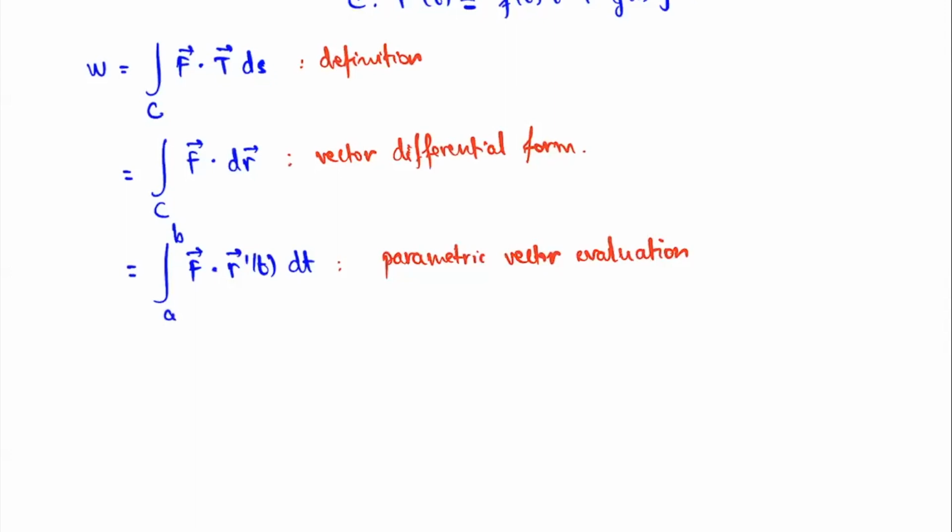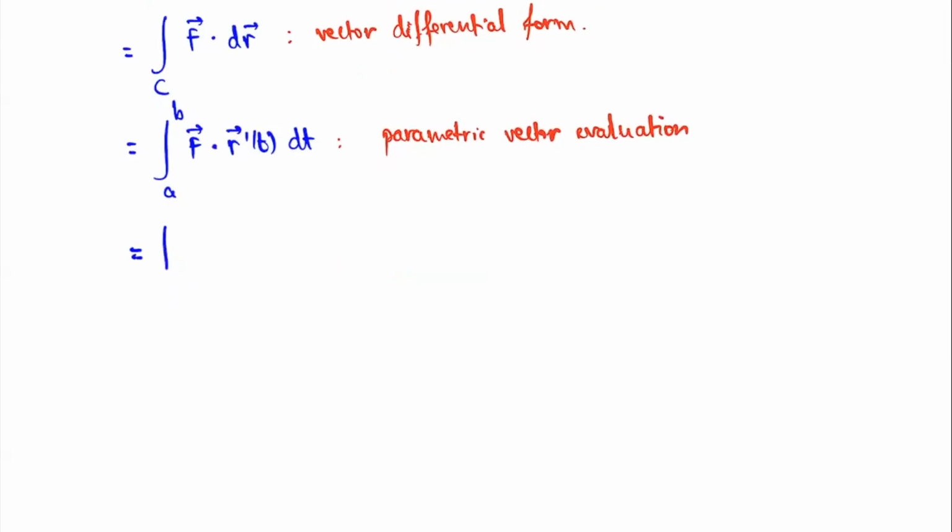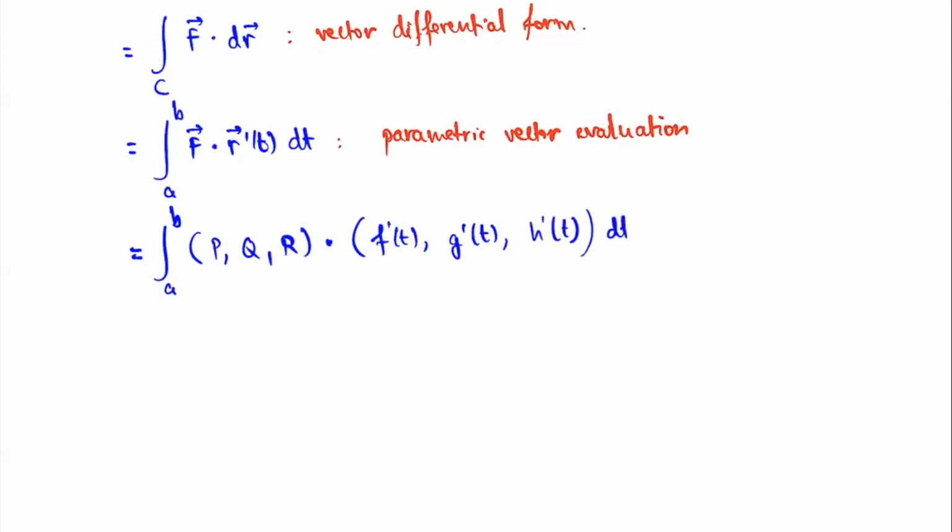All right, so I'm going to use this formula right here and derive on the formula. So F depends on P, Q, and R. And r depends on f of t, g of t, and h of t. All right, so this formula becomes the definite integral from a to b of P, Q, R dot with f prime of t, g prime of t, and h prime of t, dt.